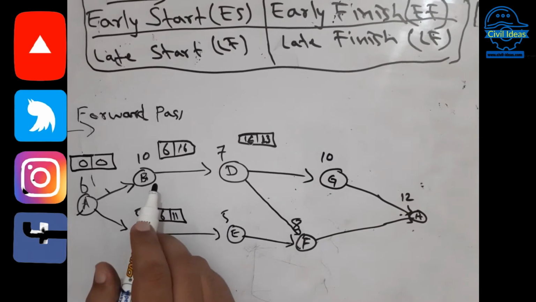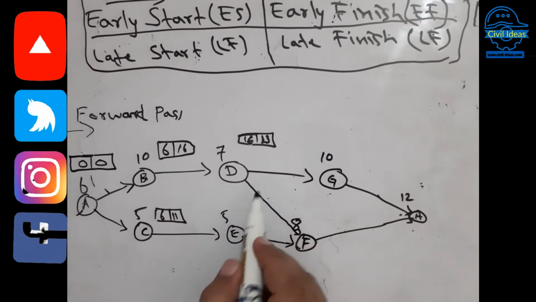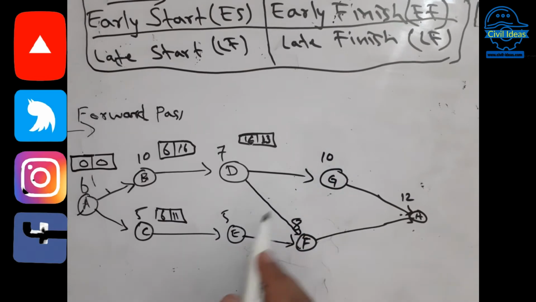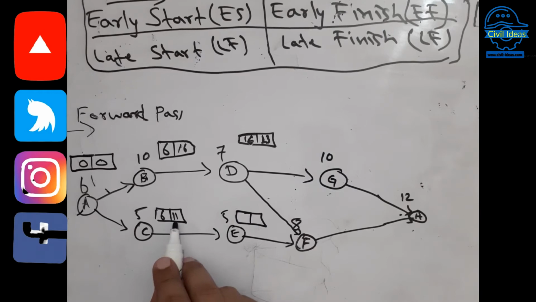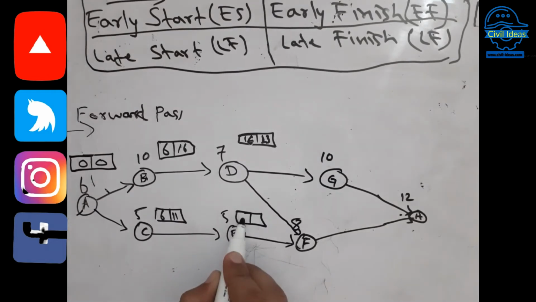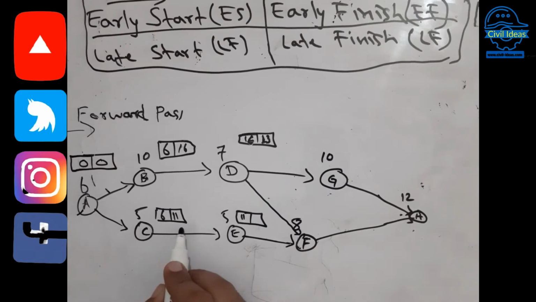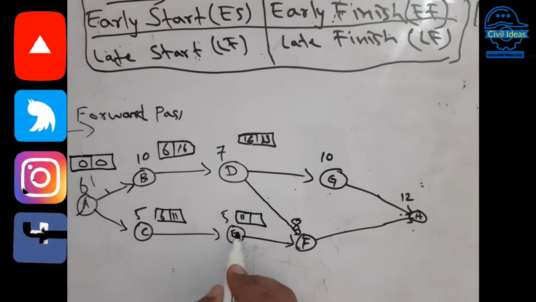Okay, so now here you can see activity E. Now we will take 16 plus 5 here, the early finish time for the activity C. Activity C has to be finished before starting activity A. So the early start time for activity A is 11, because activity C has to be finished before starting activity A. 11 plus 5 is 16.